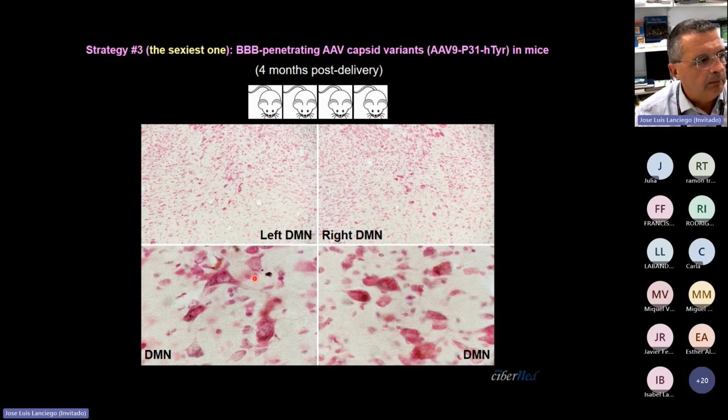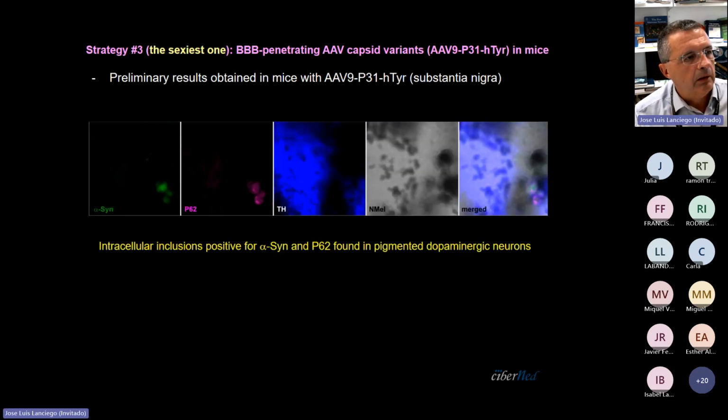But the message is that, don't forget that this is an AV being injected systemically. So it's quite impressive to see there are some neurons in the dorsal motor nucleus of the vagus that also exhibit a small amount of pigmentation. Okay, so you go behind the confocal.